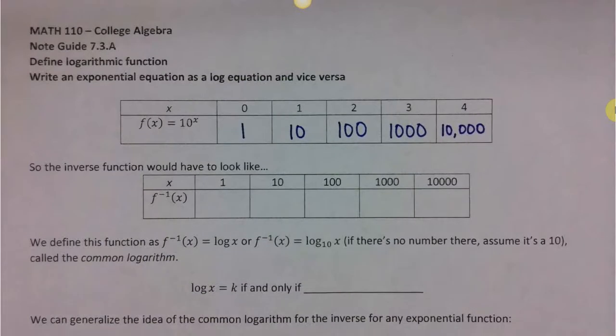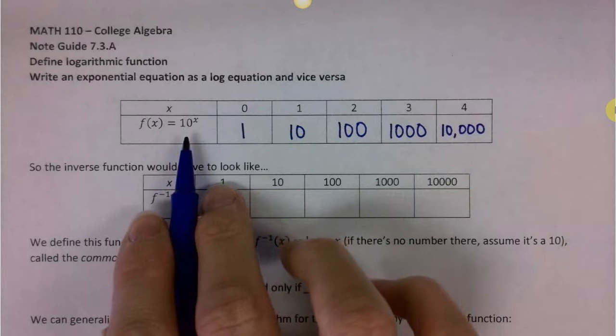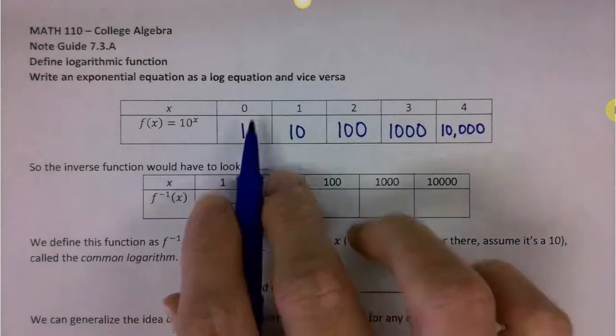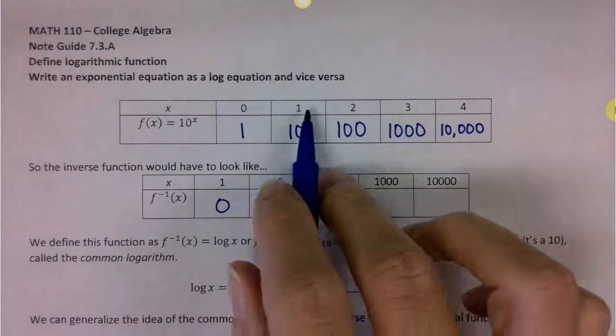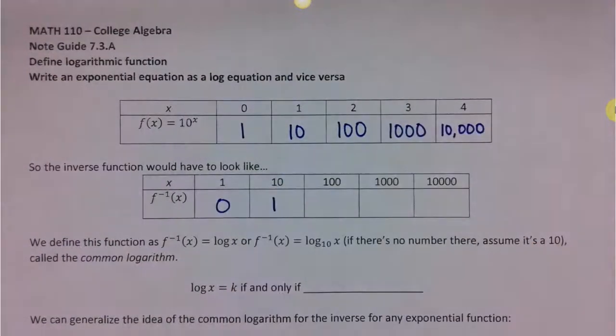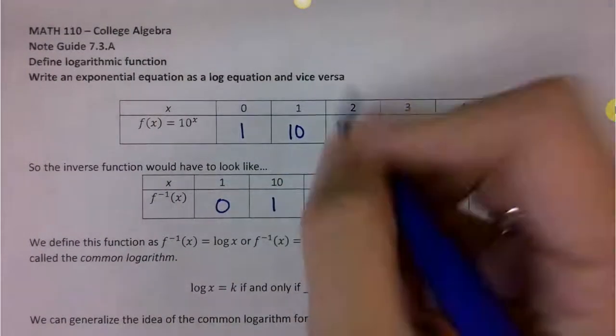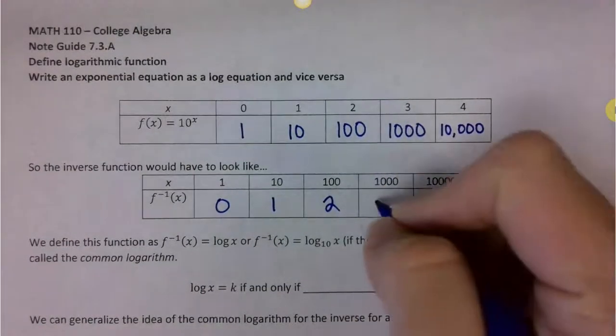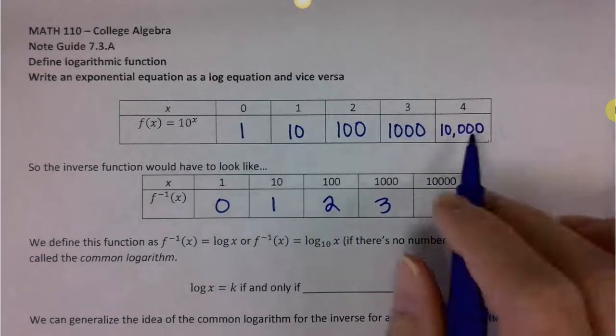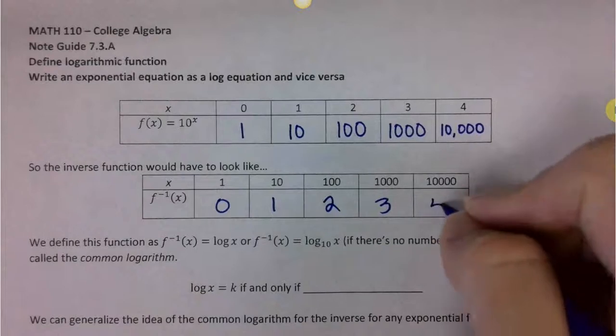So now, based on what we talked about with inverse functions and how inverses switch the x and y coordinates, this means that the inverse of this function would have to map 1 to 0, 10 to 1, 100 to 2, 1,000 to 3, and 10,000 to 4.